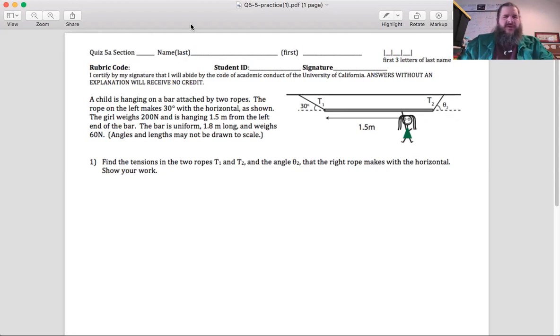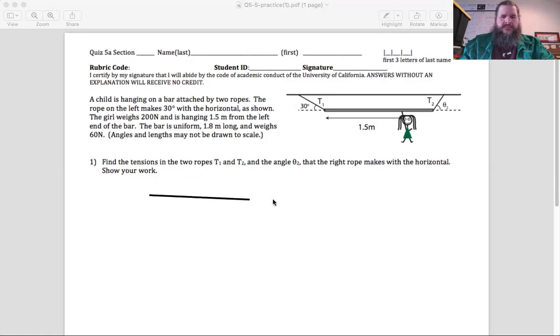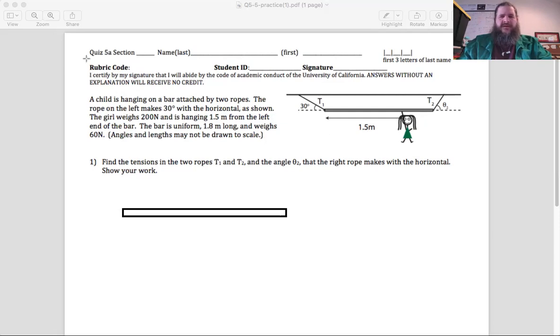So let's draw a free body diagram here. If we're dealing with just the bar as the object we care about, since presumably that's the object with lots of forces acting on it that we care about here. So we've got this bar. We know its length is 1.5 meters. What forces are acting on the bar that we should consider?